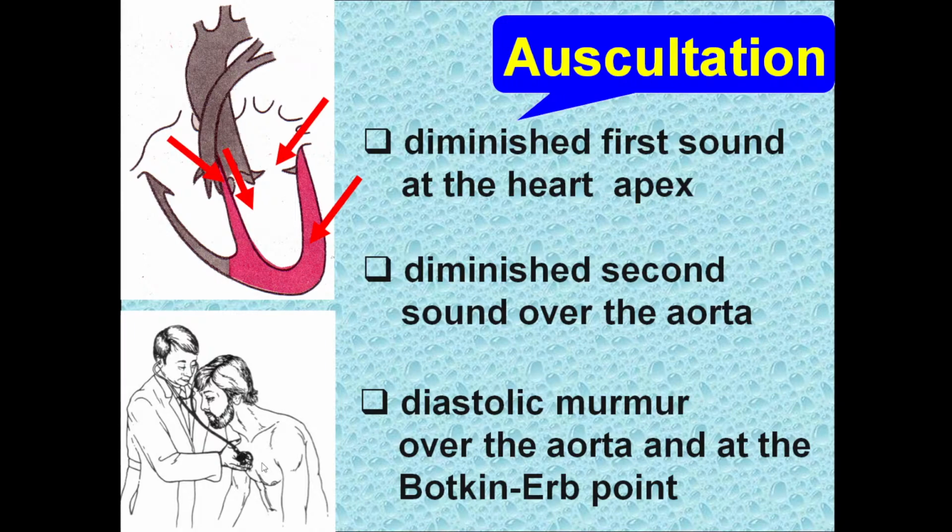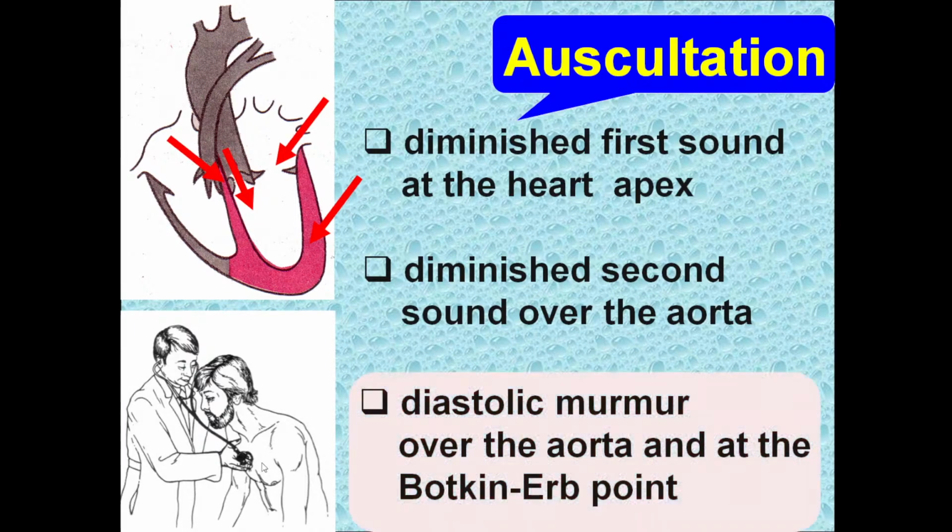And again, I'll pay your attention. The main clinical picture, or visiting card, of aortic regurgitation is the diastolic murmur over the aorta and at the Botkin-Erb point.